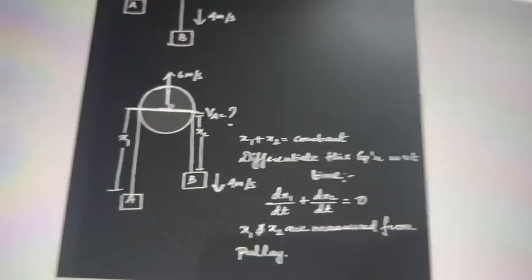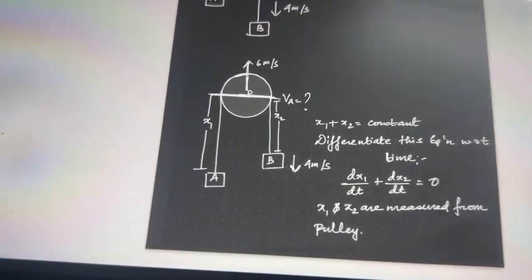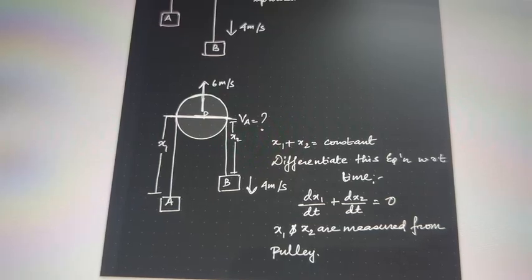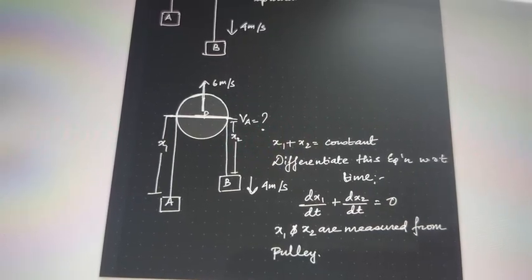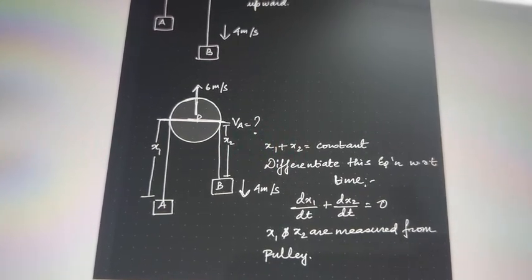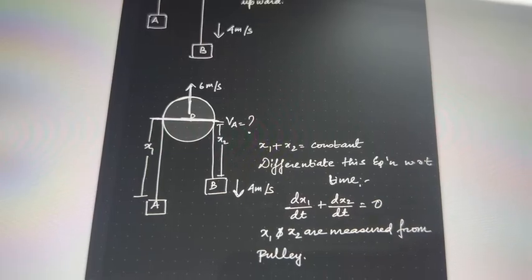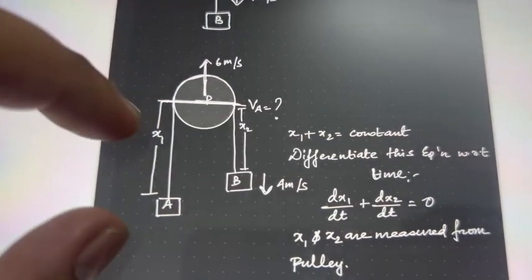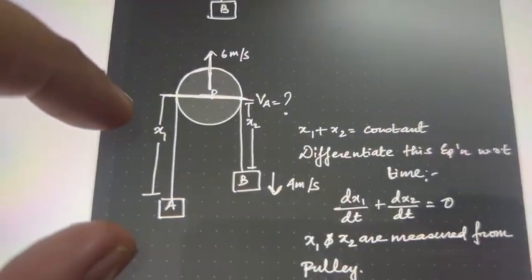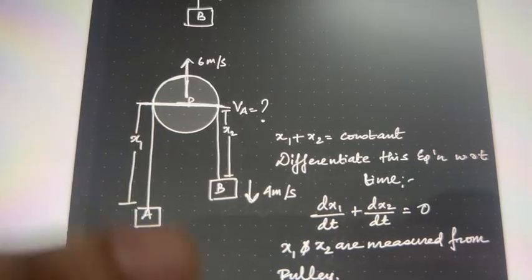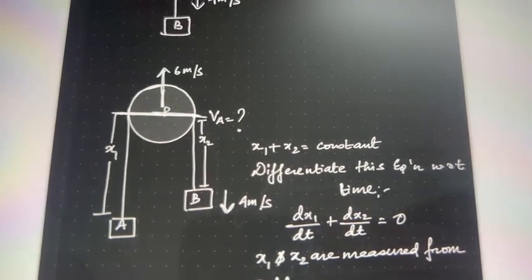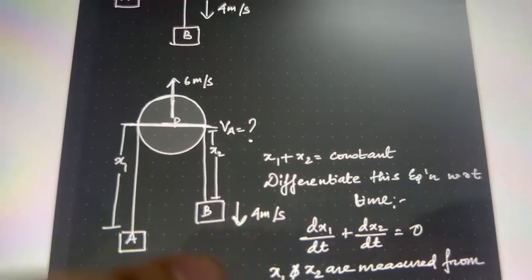So what we do over here is, if one will increase and one will decrease, can we say that x1 plus x2 will be equal to a constant? Now you differentiate this equation with respect to time. If you differentiate x1 with respect to time, that is the velocity of A with respect to the pulley, and similarly if you differentiate x2 with respect to time, that is the velocity of B with respect to the pulley.